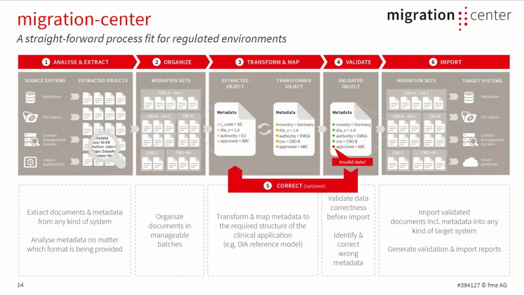After you update your transformation model, you simply execute the transformation on those error documents again and validate the new results against the target system. If all documents are in a validated state, you can easily import the different migration sets into the target system like Veeva or Documentum, or just back to the file share if you want to. At the end, of course, you can also generate validation and import reports.